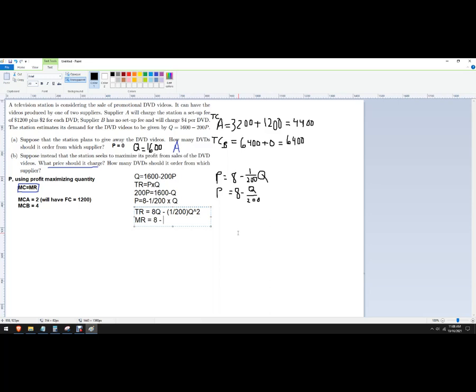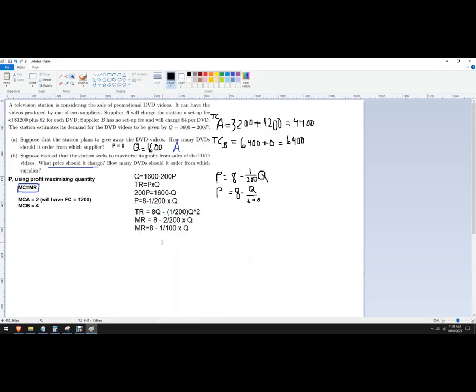Okay. So this would be 2 over 200 times Q, which is like saying marginal revenue is 8 minus 1 over 100, rather, sorry, times Q. Okay, so now I've got marginal revenue, and I've got the two marginal costs, so I can now solve for that. Okay, so let's do firm A.